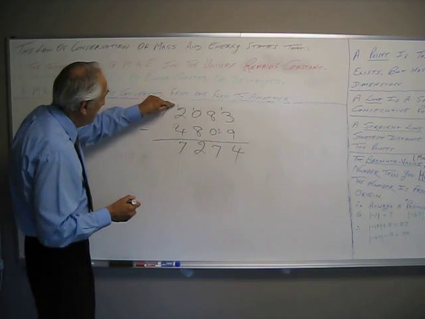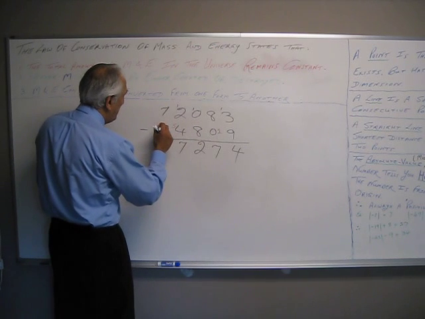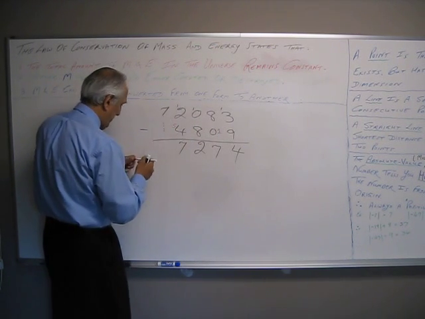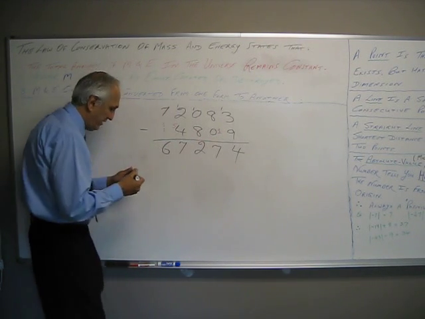But I took help over here. This guy gets increased by 1. There's a 0 over here right now, so we pretend there's a 1. 7 minus 1 will give you 6. And you're all done.